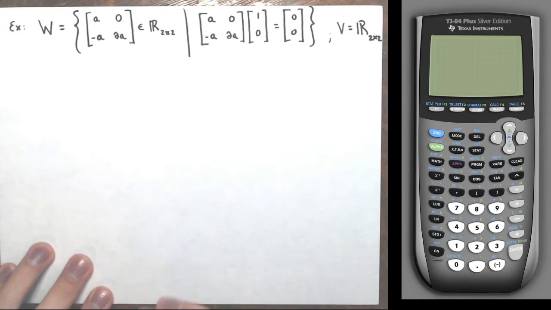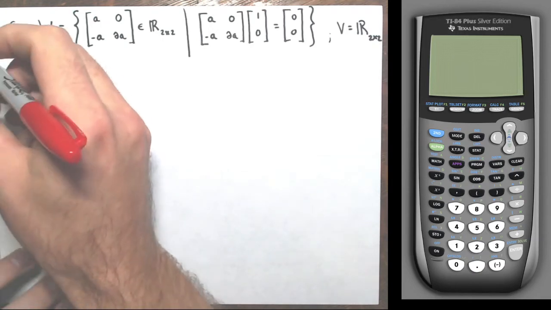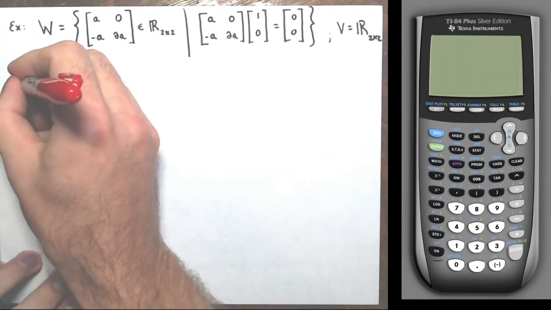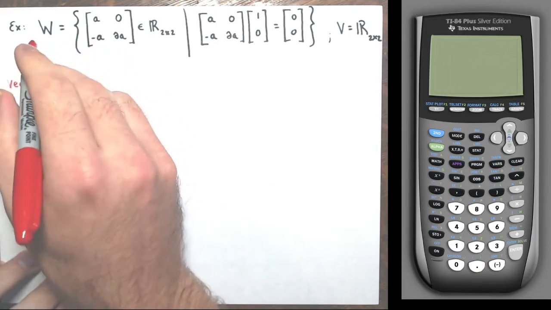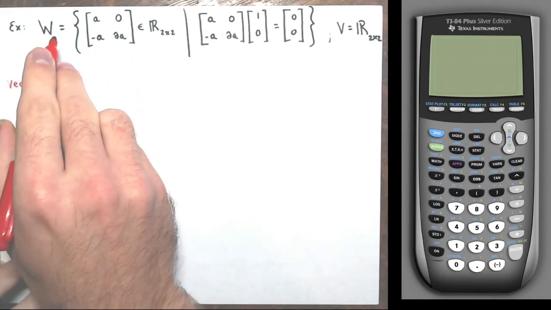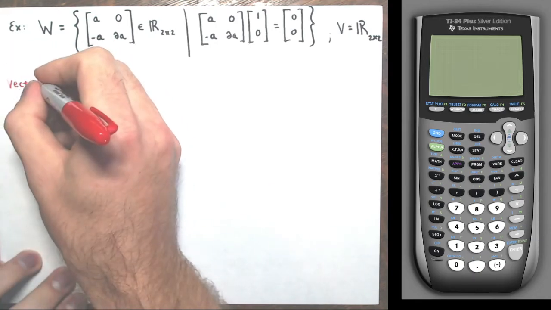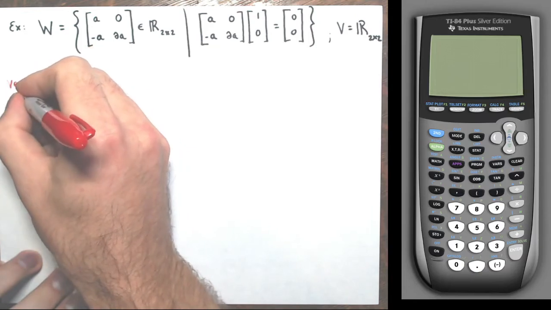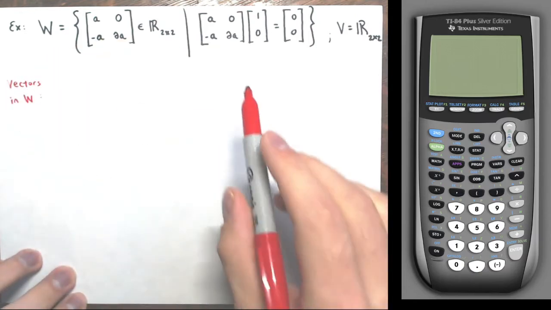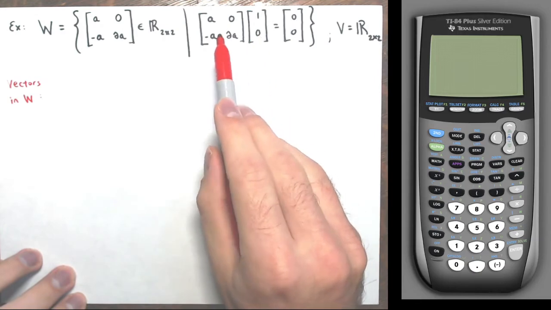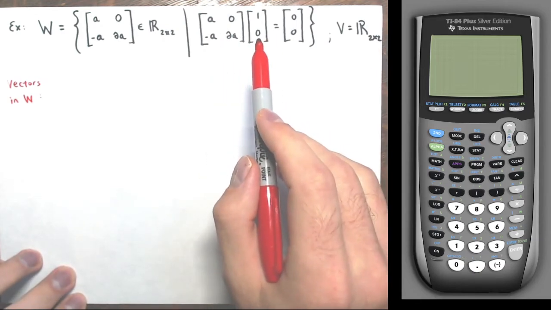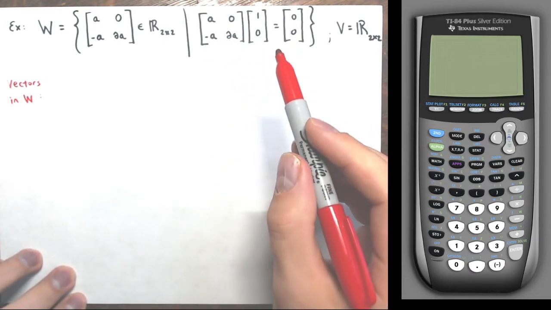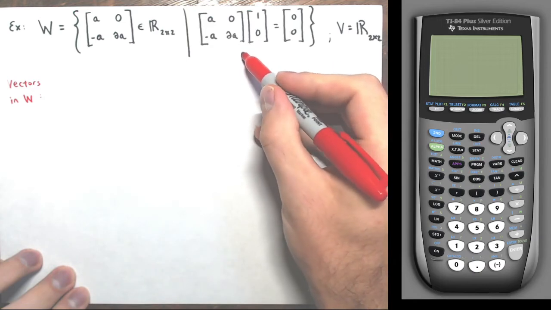So as before, let's see if we can find vectors in W. Are there any? And there should be, right? It was said to be a subspace. So are there any vectors in W? All right, so I'd have to really think about when this condition holds. All right, well, think about this.